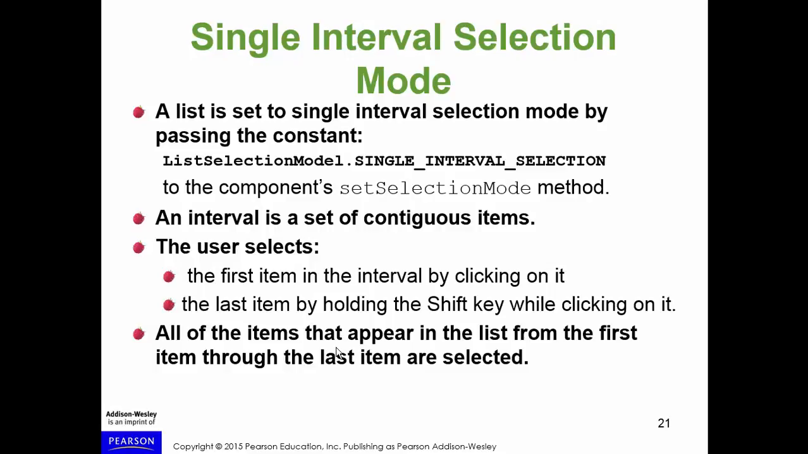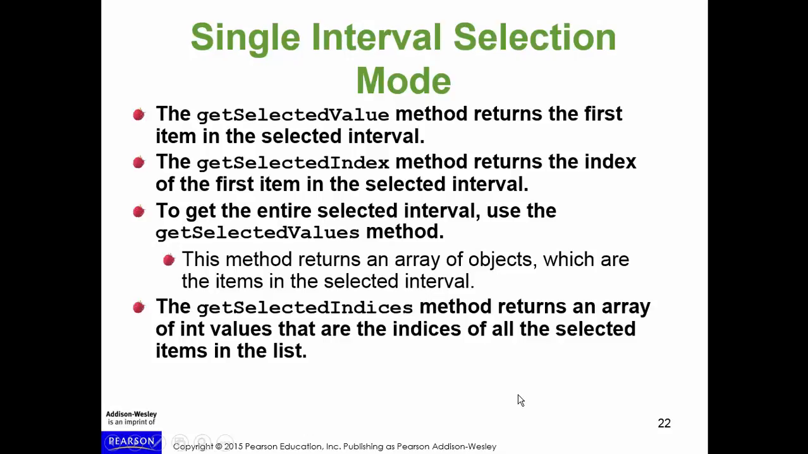A list is set to single interval selection by using that same thing that we talked about before. All right. And with single interval, that would mean it must be a contiguous interval. We've already talked about this, the get selected value by default. So if you just call get selected value, it returns the first item in the interval. And get selected index, again, by default, returns the index of the first item that's in the list. If you want to get the entire selected interval, you use the get selected values rather than get selected value method. The get selected indices method returns an array of int values that are indices of all the selected items in the list.